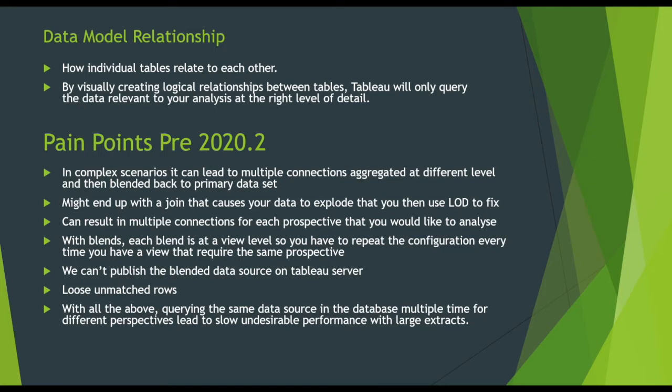Also with joins, when we did a left join, right join or inner join, we used to lose unmatched rows. But with data model relationships, that's not the case anymore. Tableau automatically manages that based on the analysis we are doing. So these are a couple of the main pain points addressed by relationships. Without any further delays, let's get onto the Tableau workbook and see how it works for us.